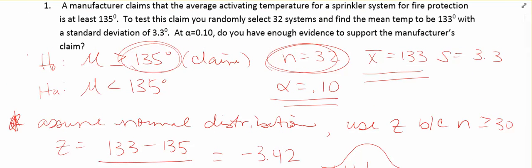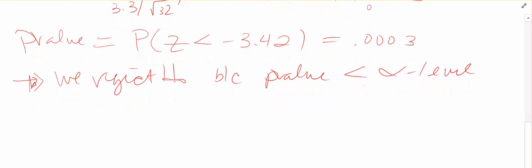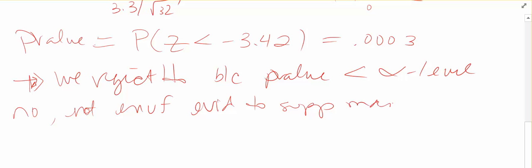Do you have enough evidence to support the manufacturer's claim? Which is why it's a good idea to put which one is the claim when you're writing your hypothesis test. The claim was the null, and we rejected the null. So no, not enough evidence to support the manufacturer's claim. And ta-da, look how awesome. We just ran our first hypothesis test.